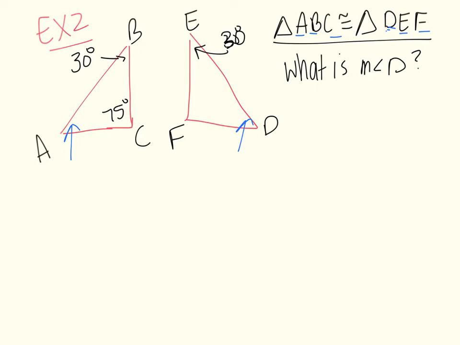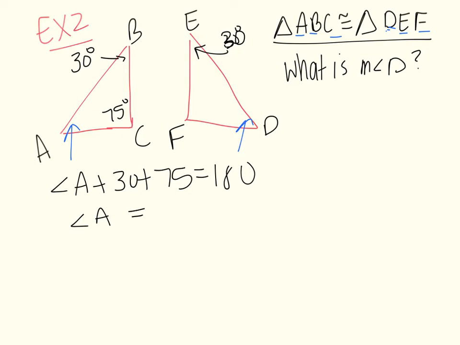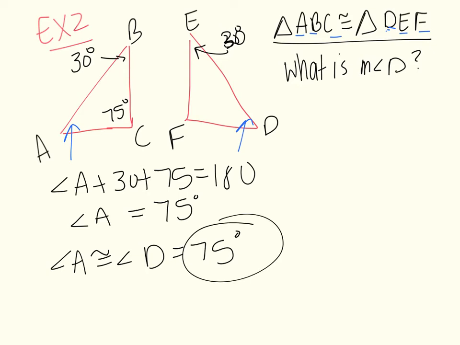So we know that angle A plus 30 plus 75 is equal to 180. Solve for angle A, and you end up getting that angle A is 75 degrees. And since angle A is congruent to angle D, they both equal 75. So our correct answer is that angle D is equal to 75 degrees.